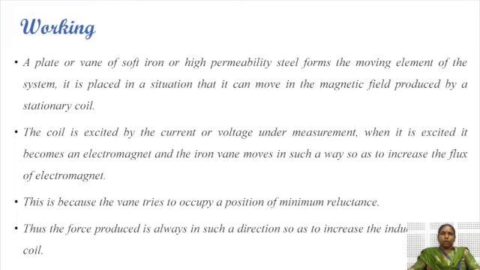Working. A plate or vane of soft iron, or a high permeability steel, forms the moving element of the system. It is placed in a situation where it can move in the magnetic field produced by the stationary coil. The coil is excited by the current or voltage under measurement. When it is excited, it becomes an electromagnet and the iron vane moves in such a way as to increase the flux of the electromagnet. This is because the vane tries to occupy a position of minimum reluctance. Thus, the force produced is always in such a direction as to increase the inductance of the coil.